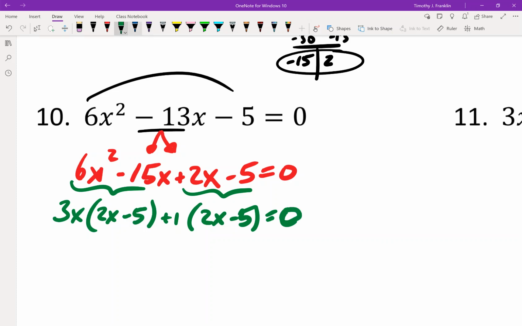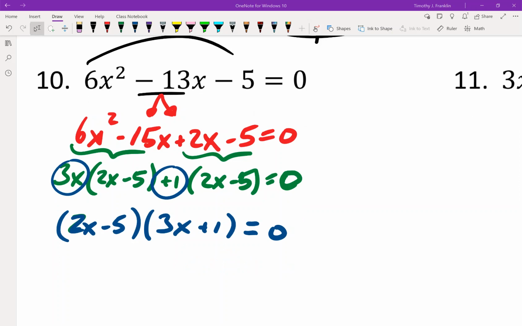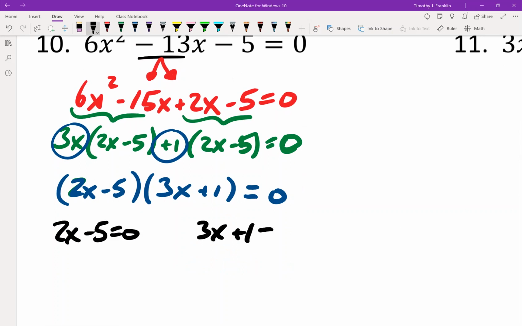And so now our factored form is 2x minus 5 and 3x plus 1. And now we can solve it by setting those 2 factors equal to 0. So 2x minus 5 equals 0 and 3x plus 1.